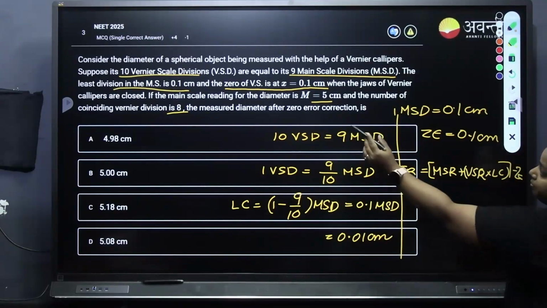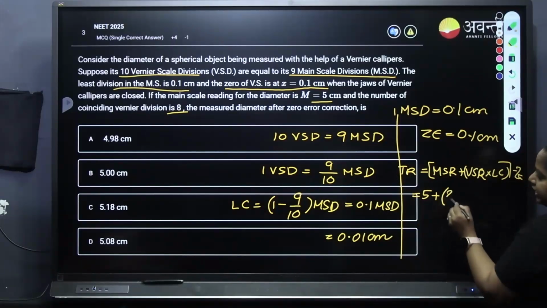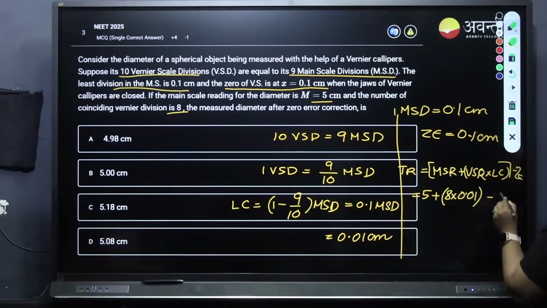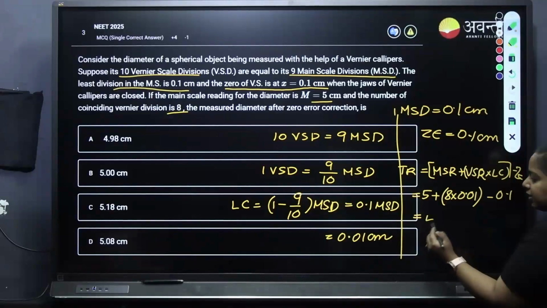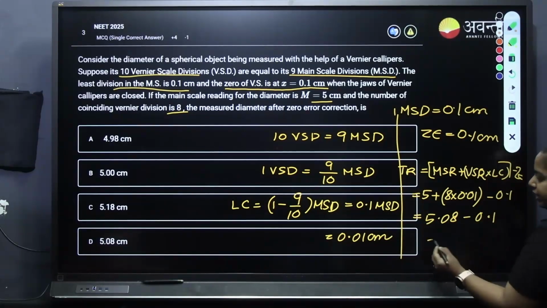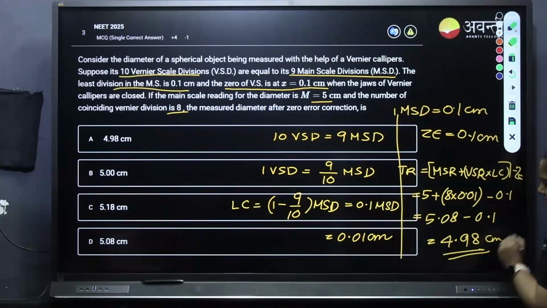MSR is given as 5. So 5 plus VSR is 8, 8 into 0.01, minus 0.1. So this we will get as 5.08 minus 0.1, that is equal to 4.98 centimeter. Okay, so the answer is option A.